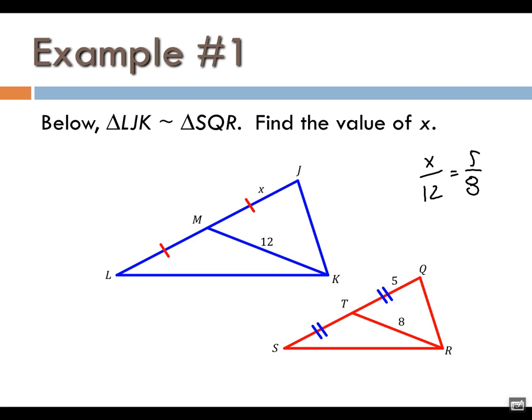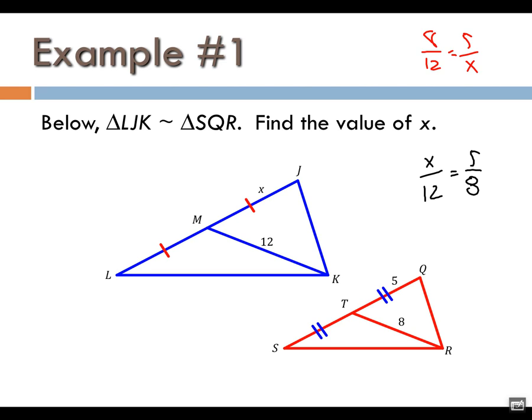Anybody set it up differently? Matt? I did 8 over 12 equals 5 over x. So you did missing side over median equals corresponding side over median. I just did it a different way, and I got 7.5. So you would get partial credit.